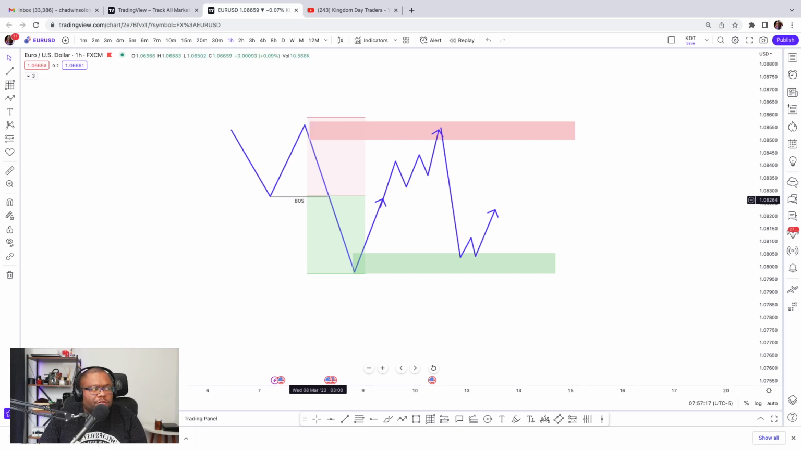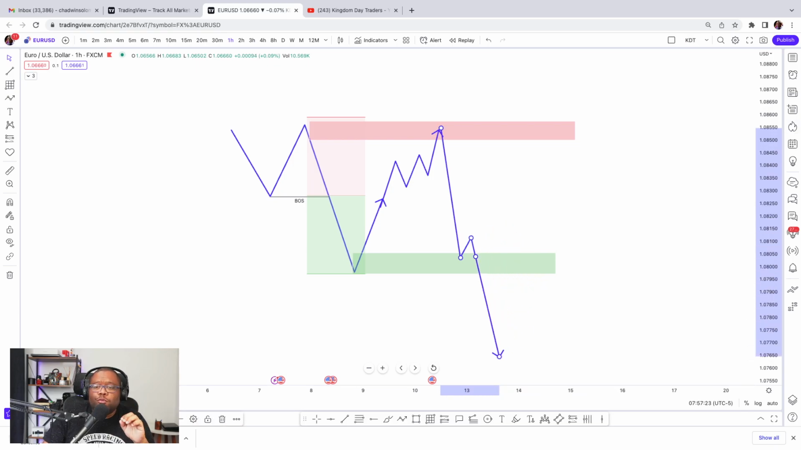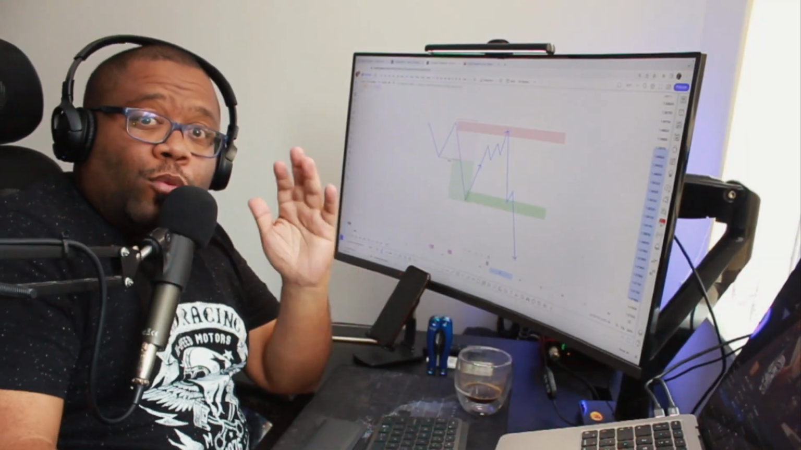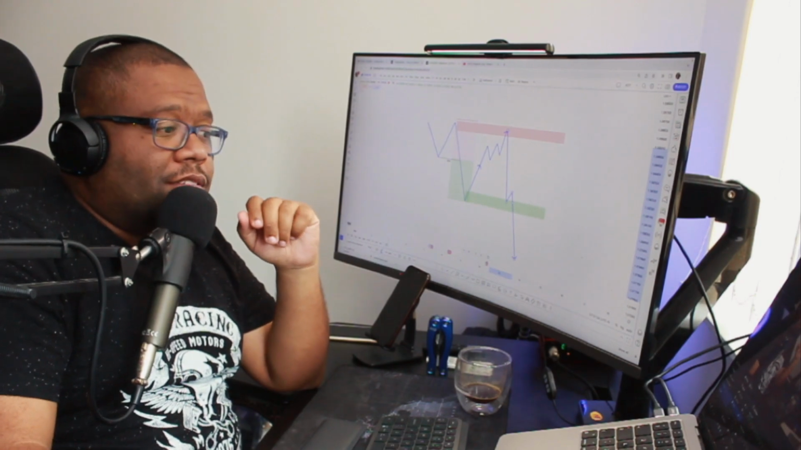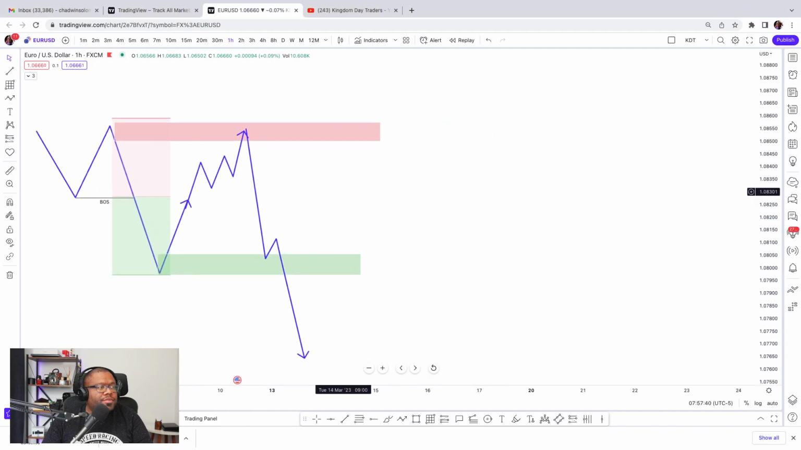Notice that this one broke structure. And oftentimes what will actually happen is price will do that. Write this down for your notes. You do not want to take a zone that did not break structure. I'll say it again. You do not want to take a zone that did not break structure. This is so important, right? Okay, so let's have a look again on the chart.